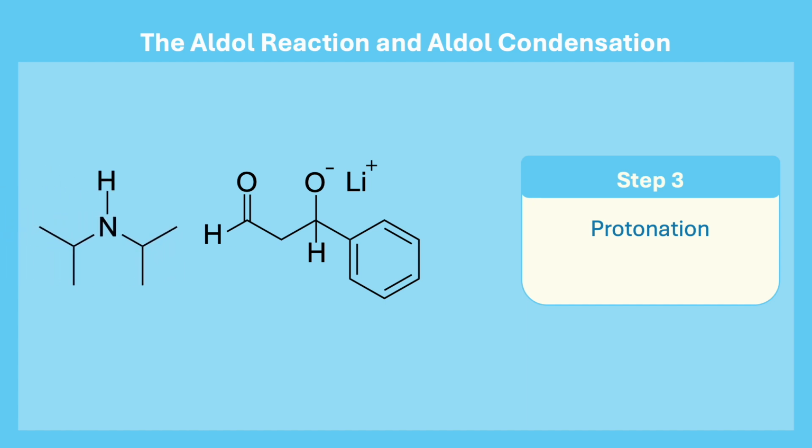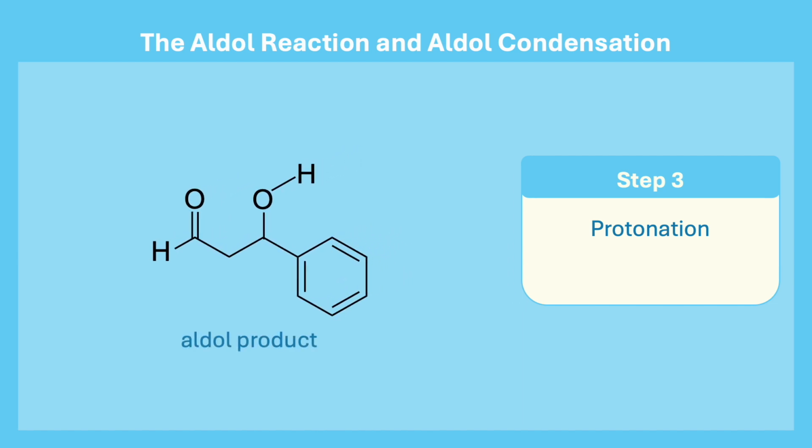The oxygen anion will then be protonated by the protonated LDA in solution, resulting in the formation of an alcohol. This gives you the aldol product. If no acids or bases are added to solution at this point, the aldol product formed is stable. However, the next step in this reaction is adding acid to solution.